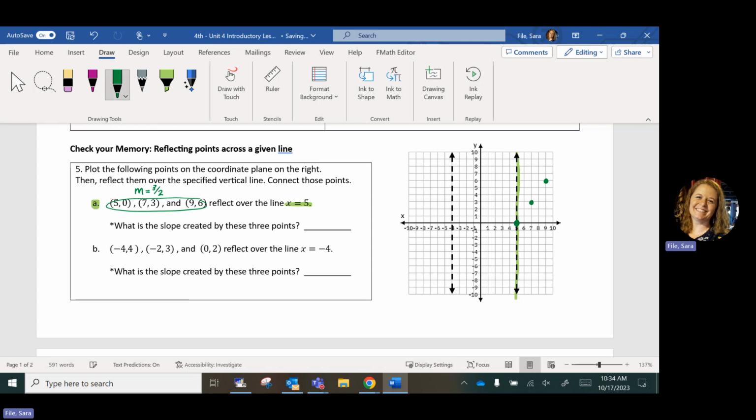Notice I'm using m for slope, right? Mx plus b, m is slope. Okay, when I use m, you know that that's slope. All right, now it wants us to reflect those points across that line I highlighted.